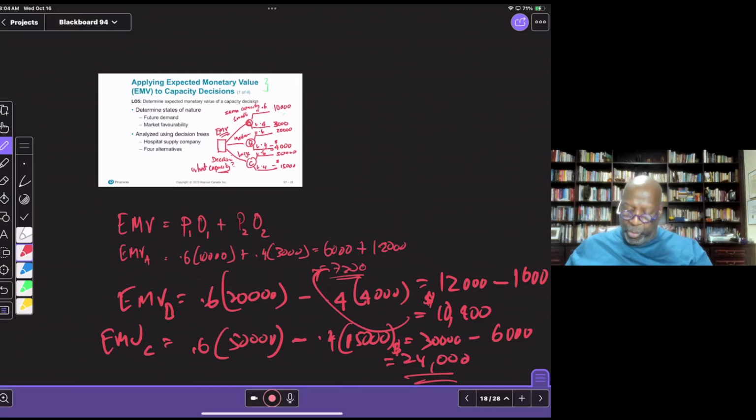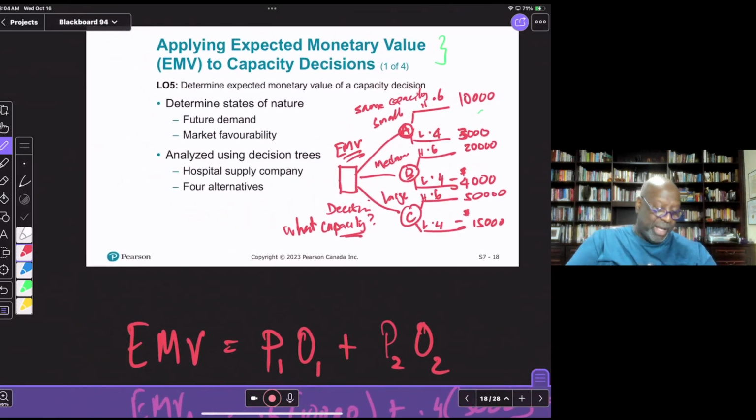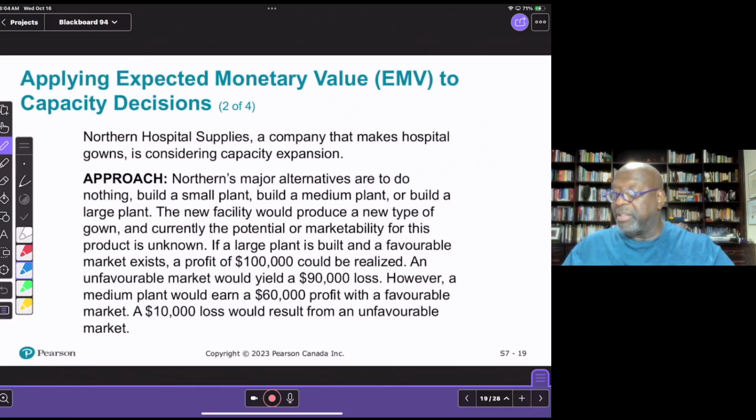All right. So when you look at these 3 options, the one that has the highest monetary value is C, for an expected monetary value of 24,000. So if we're going to use the criterion where we maximize our expected monetary value, then our decision would be as follows: we would go with the expected monetary value of 24,000, which is decision C. That would be our decision right here, all right? So that's how you would use expected monetary value to conduct your analysis.